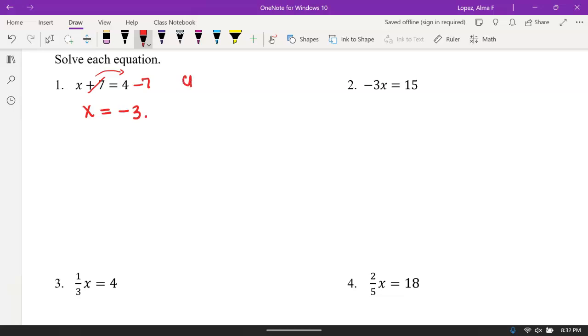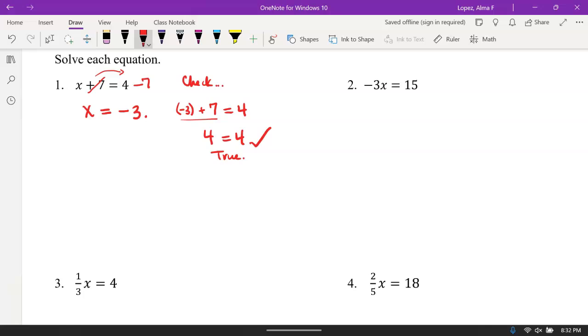Now to do a check, after you get an answer and you want to see if it's right or not, you take the original expression or equation, and everywhere you have an x, you put in a parentheses. Then you plug your answer in, and you clean it up. On the left, if I add these two numbers together, negative 3 plus 7 is 4. Notice we got a true statement. When you get a true statement, you got the right answer. So we know negative 3 is correct.